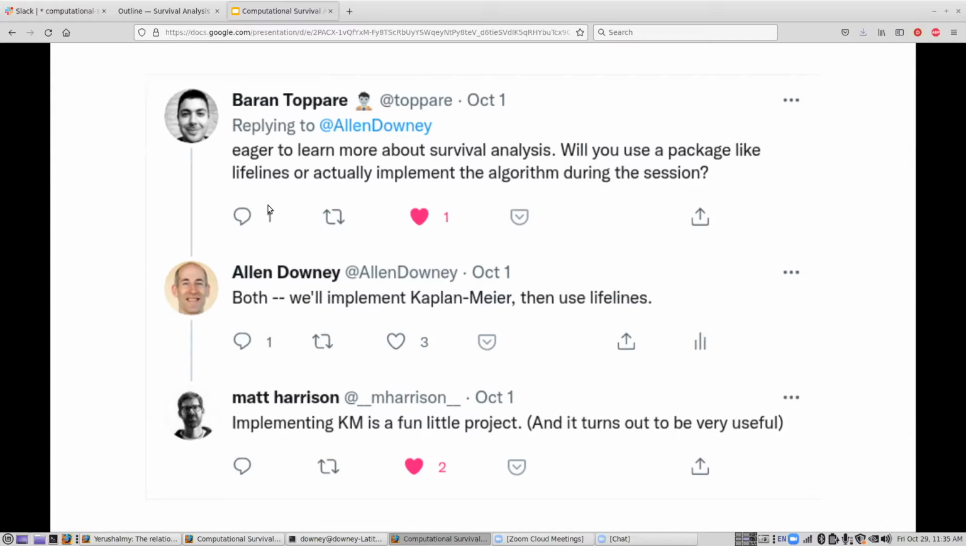The other question that I got on Twitter is, will we use a package like Lifelines or actually implement the algorithm during the session? And the answer is both. So this is the outline for the talk. We're going to start out with Kaplan-Meier estimation, which is one of the fundamental tools of survival analysis. And then we'll switch over to using a Python module called Lifelines, which is a very nice library written by Cameron Davidson-Pilon, who has pulled together a lot of really good methods for survival analysis and also some really nice documentation. So this is going to be my recommendation after this workshop. If you want to learn more, that will be your next stop. And I'll have some links for you at the end.